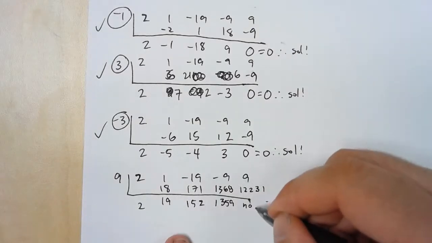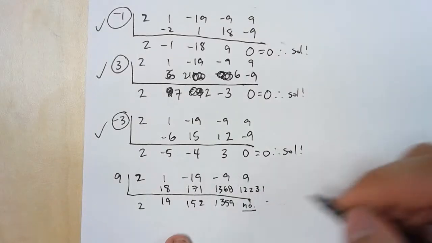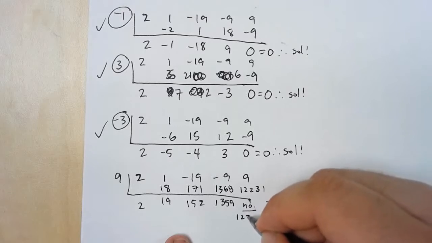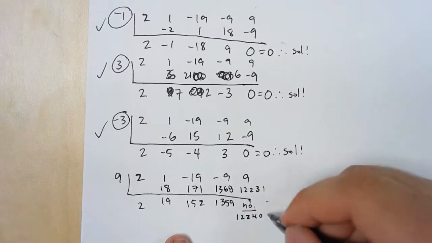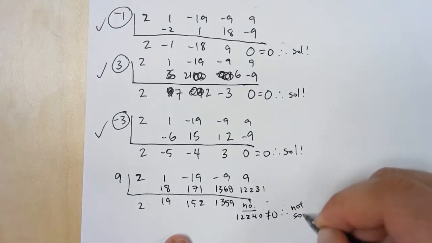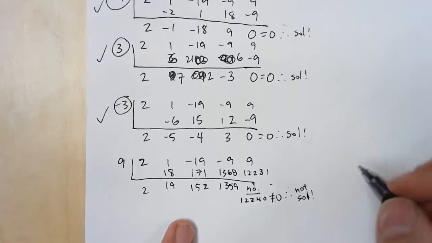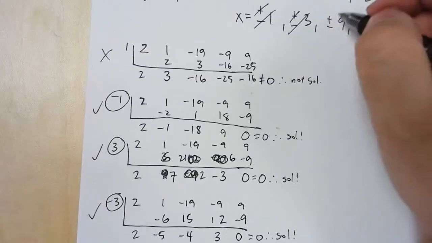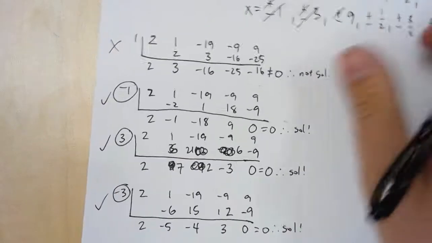We're just going to say no. We're going to get 12,240, and that's definitely not equal to 0, so not a solution. Okay, that one's not going to work, so we tried positive 9, that didn't work. Let's try negative 9 next.